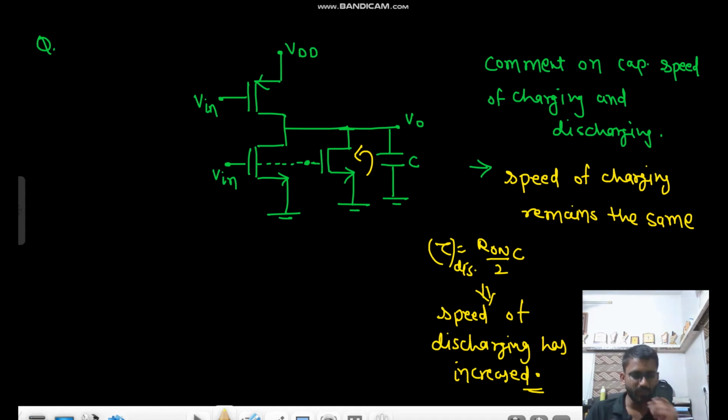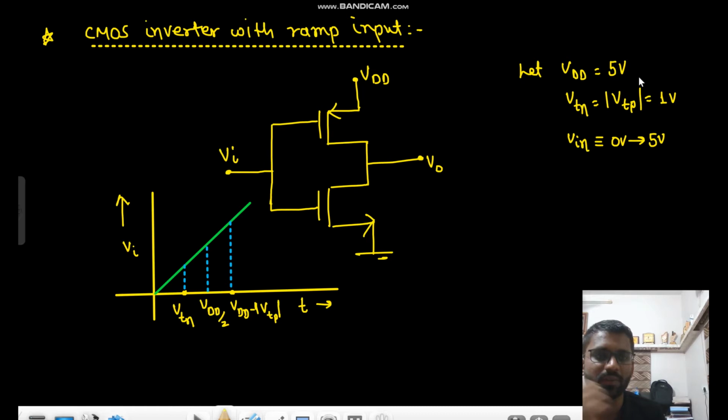Now we will see the most important one, that is the ramp input. We will increase the value of V in from 0 to VDD. We will not directly jump from V in 0 to VDD. We will increase it linearly from 0 to VTN, to VDD by 2, from VDD by 2 to VDD minus VTP, and then to VDD. So you just need to have strong concentration for that. We will start it in the next video. Okay, thank you.